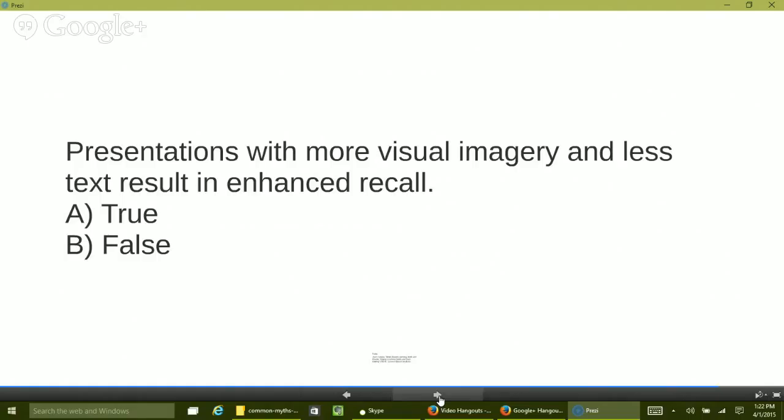But here's a related question. I added that one this morning, and that's probably where I lost the other one. Presentations with more visual imagery and less text result in enhanced recall. So if there's a PowerPoint presentation or a Prezi or something else, and there's more imagery, more pictures, more video, or more objects in it, and fewer words, does that result in more or less recall? Basically that is the question. If more visual imagery is helpful, then the answer should be true.